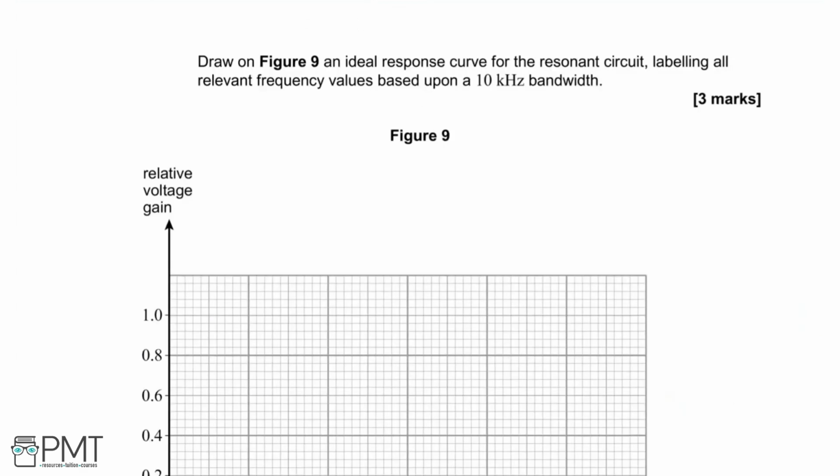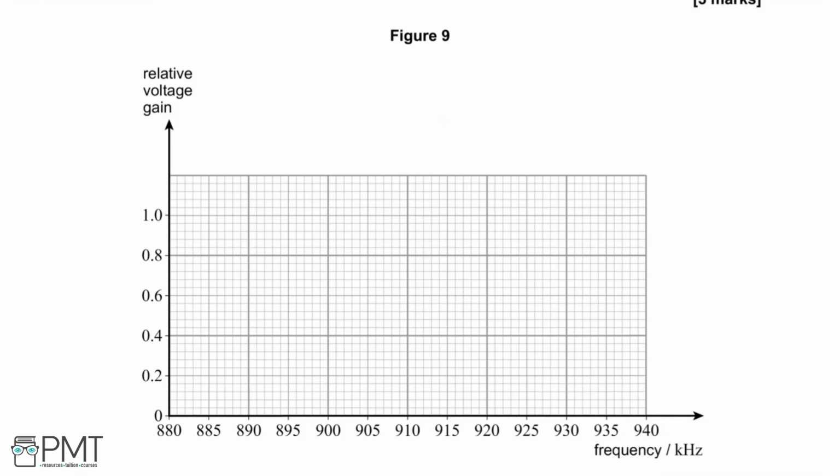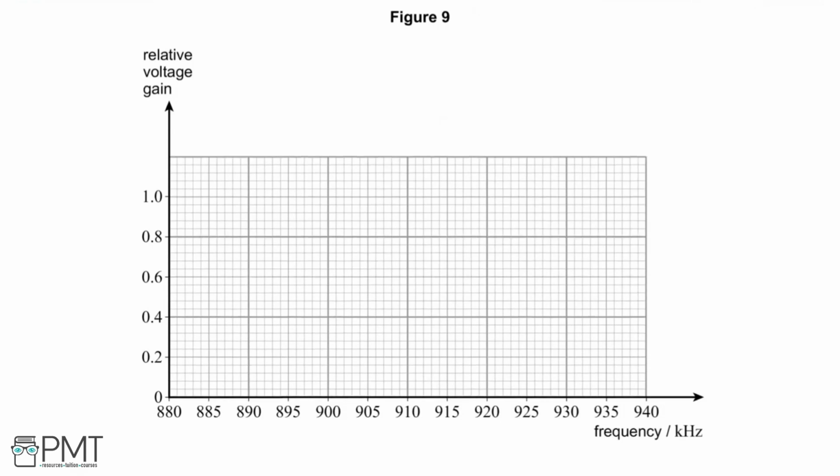Draw on figure 9 an ideal response curve for the resonance circuit, labeling all relevant frequency values based upon a 10 kHz bandwidth. So we can see figure 9 there with relative voltage gain on the y-axis and frequency on the x-axis. Now the first thing to note here is that the peak of this curve is going to be at 910 kHz, which is the resonant frequency.